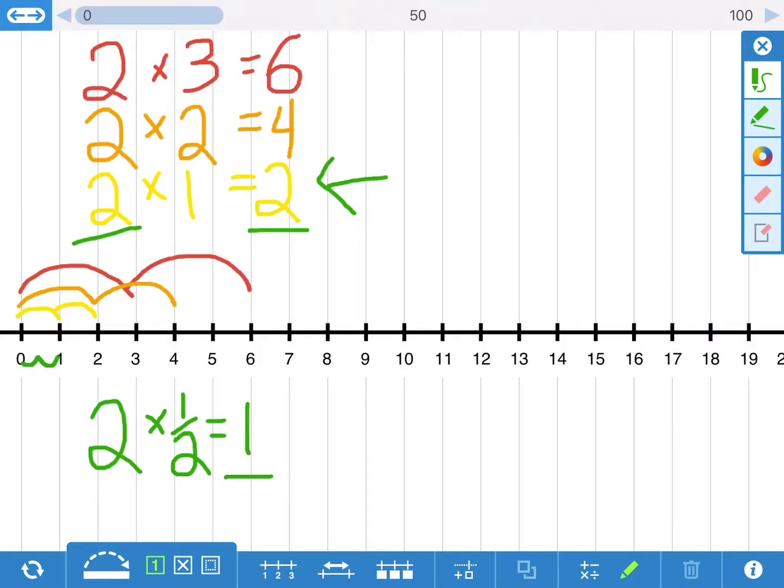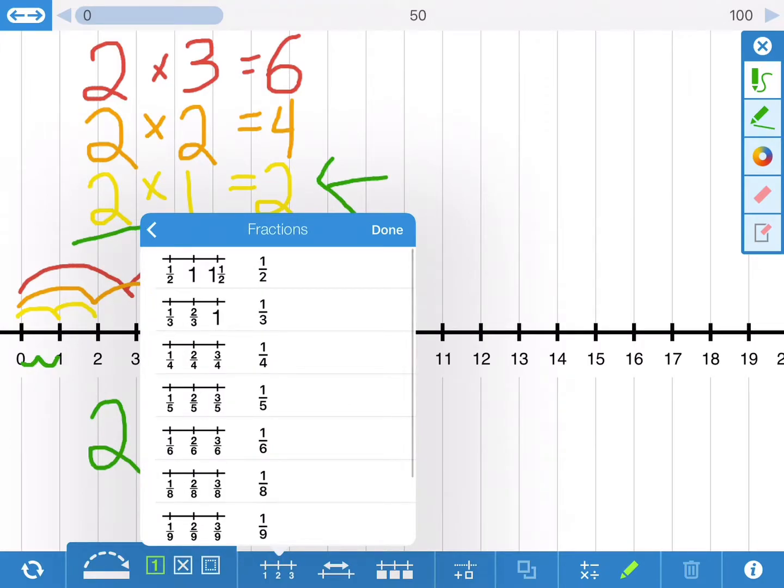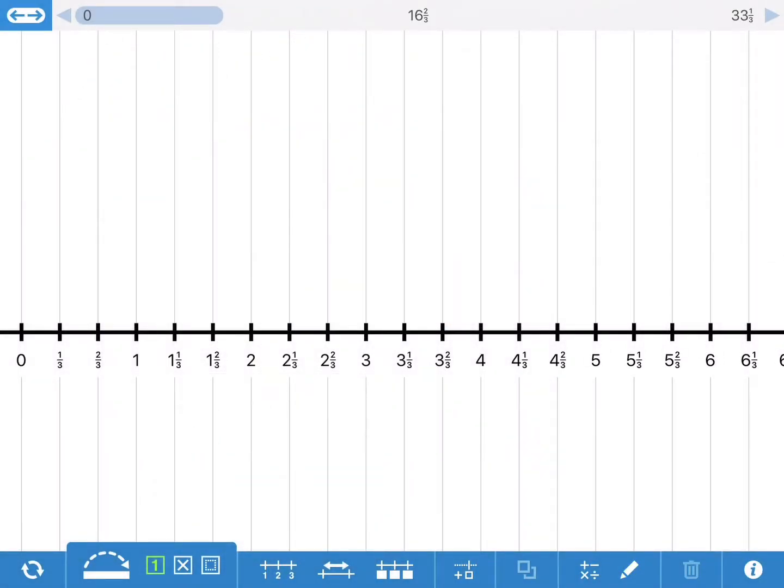Now I'm going to change my number line and add fractions to it, but when I do that, all of this is going to disappear. I can't stop that. So I'm going to ask for fractions, and let's say I'm going to go to 1/3, and that's going to erase everything. Unfortunately, I can't do anything about that. So let's just review what we had.